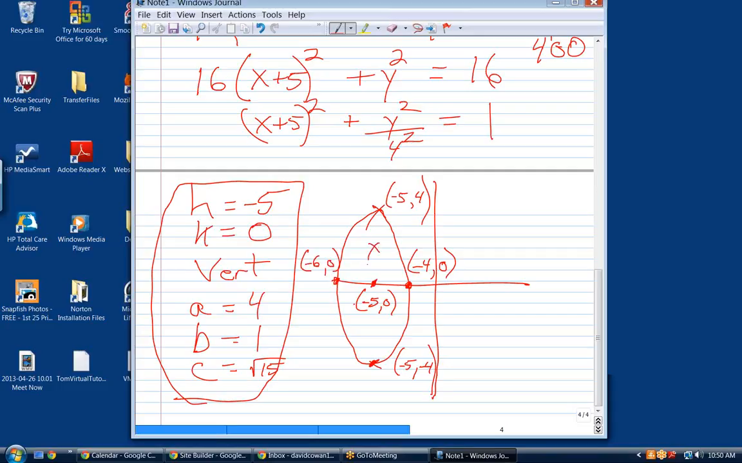And this focus here and this focus here. So that would be negative 5 and root 15. So it's written this way, negative 5 comma root 15. Sorry, I was thinking of something else. And this one's negative 5, negative root 15.